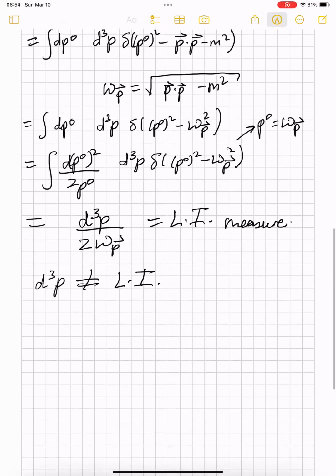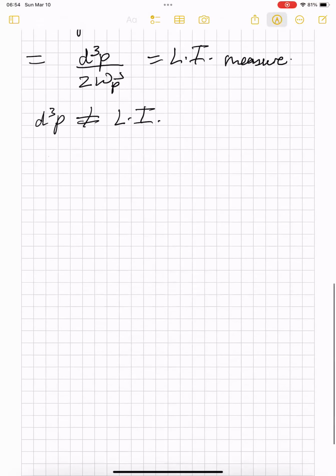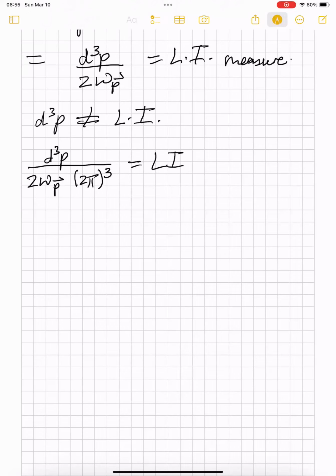In fact, let me tell you what our Lorentz invariant measure is. I'm going to change it slightly. I'm going to take d3p divided by 2 omega p. So this is the Lorentz invariant answer. And then I'm just going to also divide by 2 pi cubed. So this is going to be our Lorentz invariant measure.